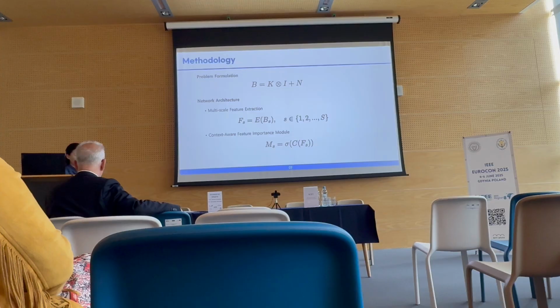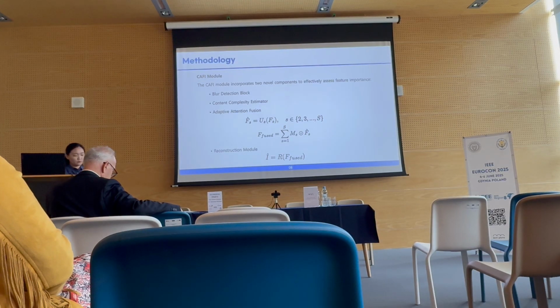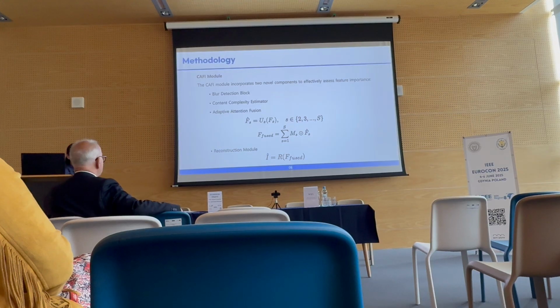with higher values indicating regions requiring more attention. So the CAFI model shows the importance of features at each scale, based on local block characteristics and content complexity. It generates an importance map for each scale, highlighting the regions. The CAFI model has two main components, which are a blur detector and a content complexity estimator.